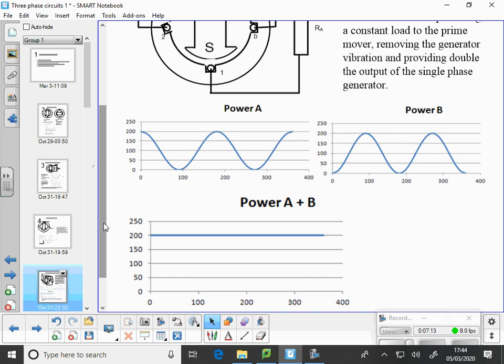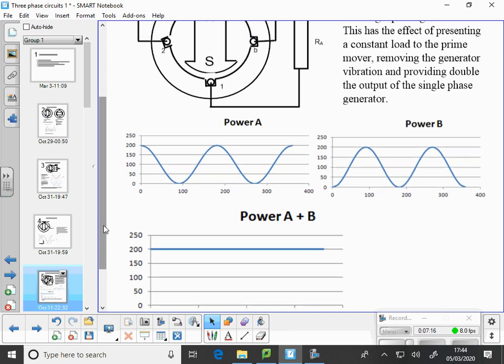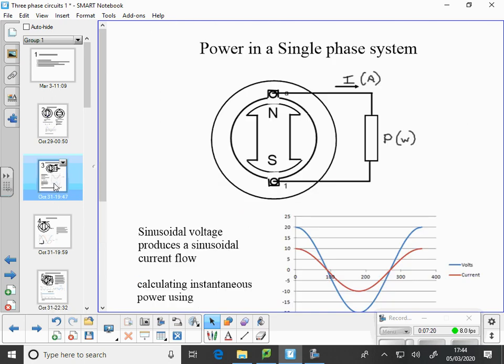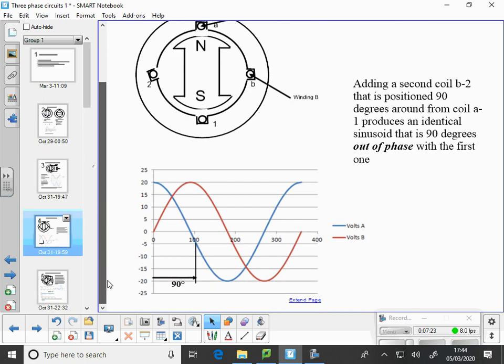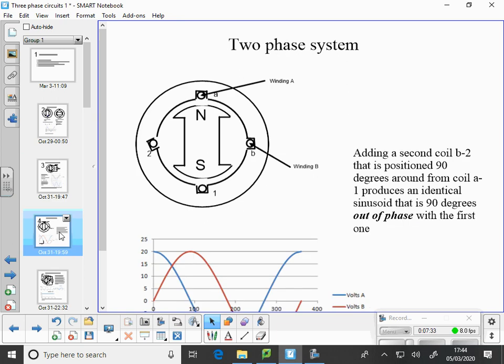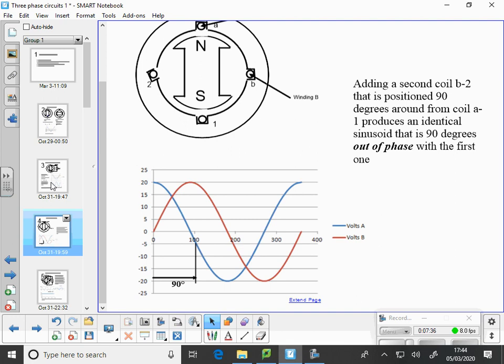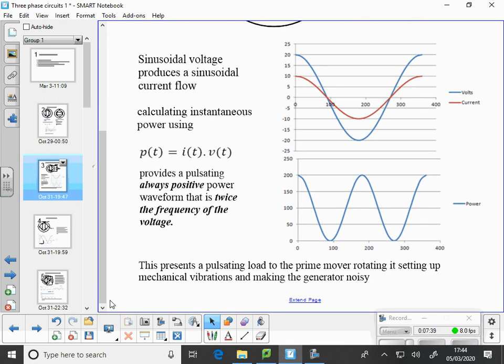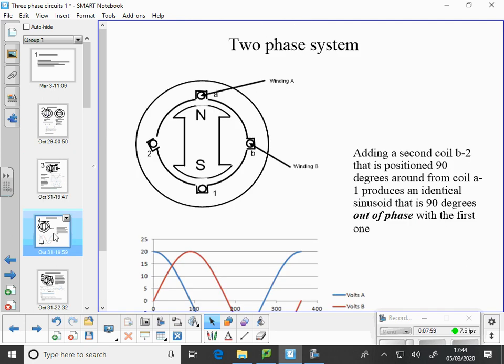And adding a second winding has got us from having a lumpy output, from a lumpy power output, where the average is going to be roughly 100 watts, or somewhere between 100 and 150, to having the full 200 in this example.